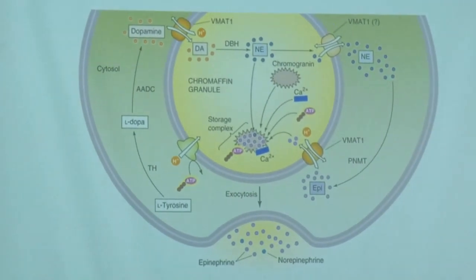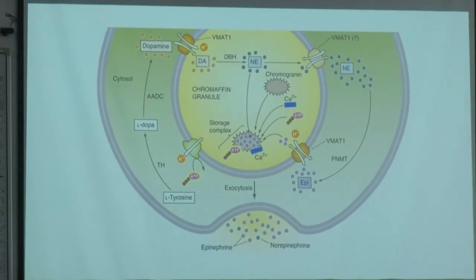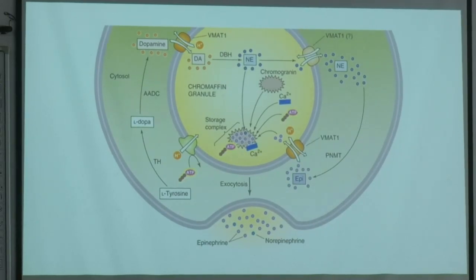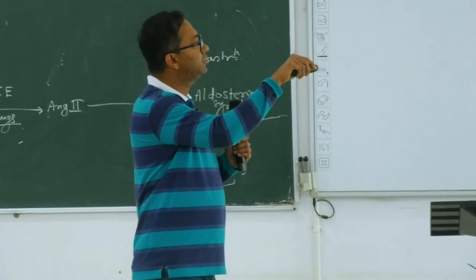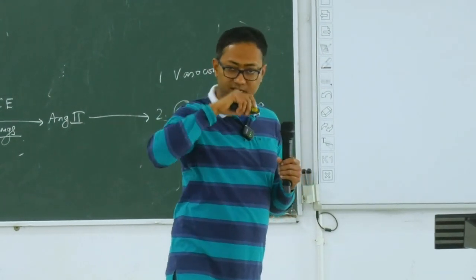adrenal medulla. So, first the cells which are responsible for synthesis of epinephrine and norepinephrine are called chromaffin cells. This is an outline of the chromaffin cell which is secreting epinephrine and norepinephrine. And what is the source? Source is tyrosine. So, with the help of hydroxylase enzyme, it converts to L-DOPA. L-DOPA again with the decarboxylase enzyme, it converts into dopamine. Dopamine enters into the chromaffin granule, which is inside the chromaffin cell.